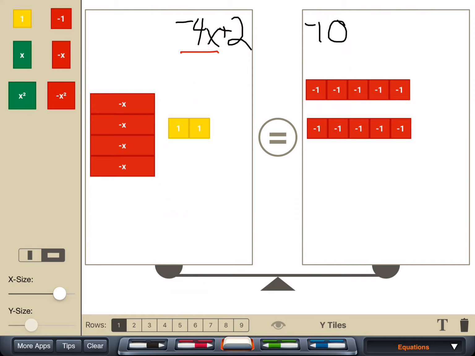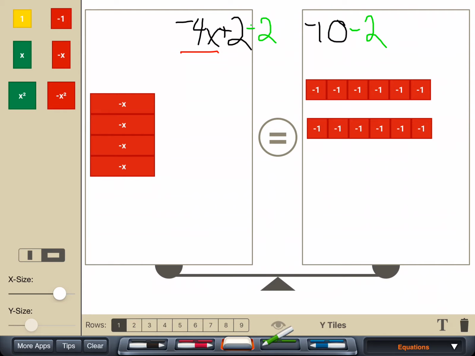There. Okay, so as always, we deal with the constant first. That's my positive 2. How do I get rid of positive 2? I subtract it, or I counter it with negative 2. But if I add 2 negatives to this side, I need to add 2 negatives to that side. Okay? So what I've done here, again, is I've subtracted 2 from this side, and I've subtracted 2 from this side. Let me simplify this a bit. So my 2 negatives and my 2 positives literally cancel each other out because they make 0 pairs and they're gone.